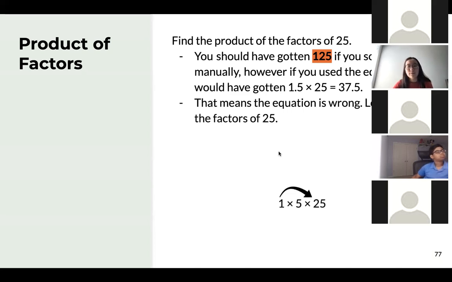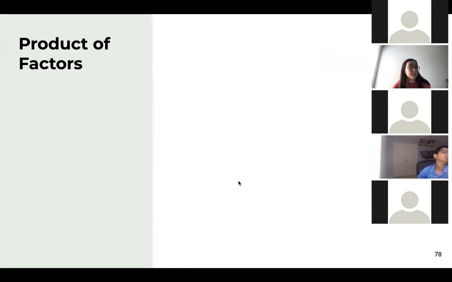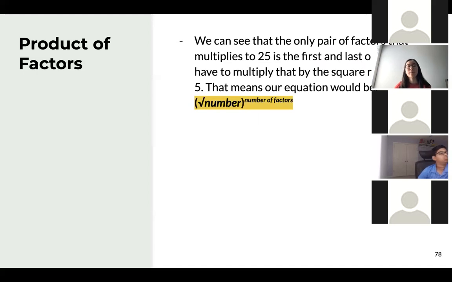So here are the factors of 25. And you can see why. It's because it's a perfect square, so it only has 3 factors. But there is a different equation that works. So we see that the only pair of factors that multiplies to 25 is the first and last one. So we have to multiply that by the square root of 25, or 5. And our equation becomes the square root of the number raised to the power of the number of factors.